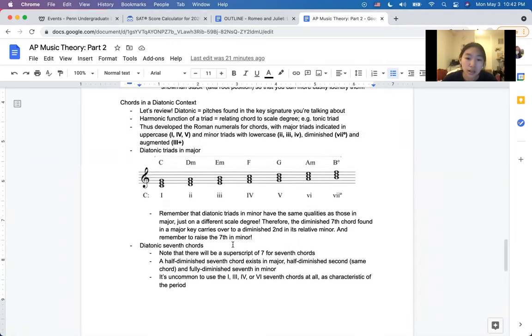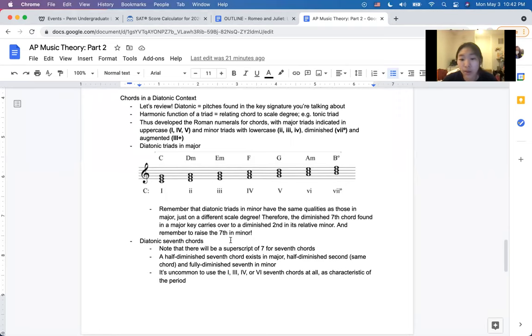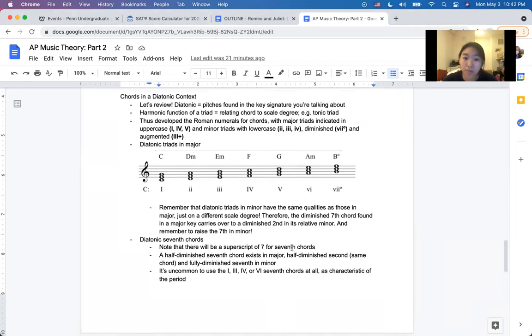As for diatonic seventh chords, note that there will be a superscript of 7 for seventh chords, obviously. For instance, you'll often see a V7, which just means a 5/7 chord. If you're in the key of C, that would be a seventh chord starting with G.